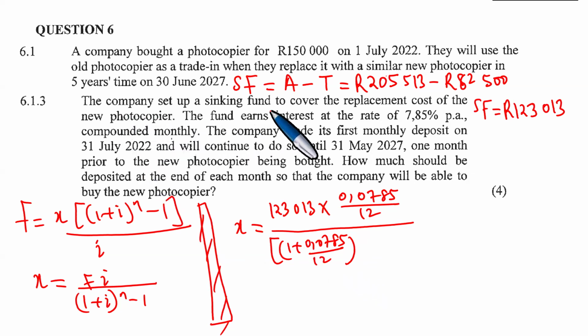But now the company set up a sinking fund to cover the replacement cost of the new photocopier. The fund earns interest at the rate of 7.5% compounded monthly. The company made its first monthly deposit on 31 July 2022 and will continue to do so until 31 May 2027, 1 month prior to the new photocopier being bought. Because it's 1 month prior, it means that it's going to be 59 here. It's not going to be 60 for the 5 years. Okay, so now it's 1 month prior, so it's going to be -1.